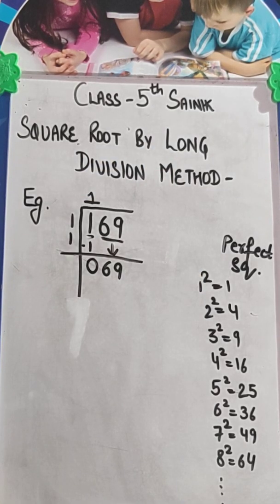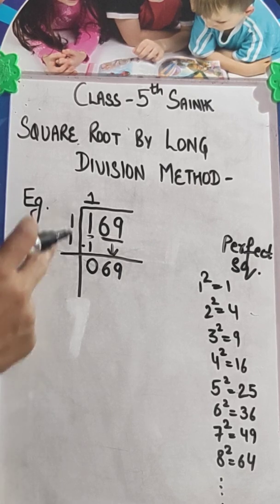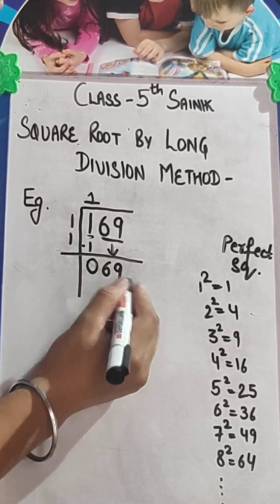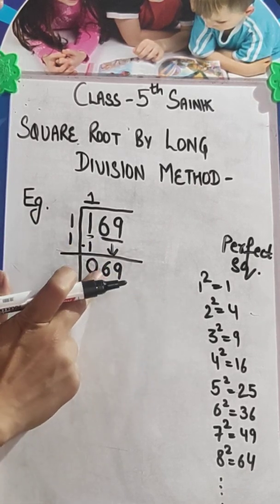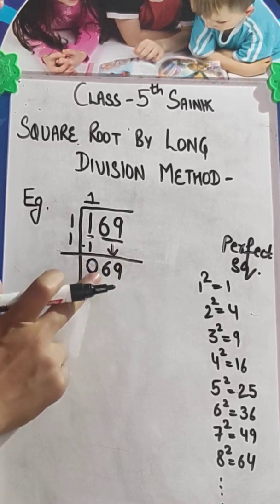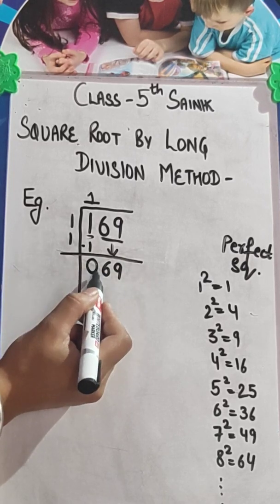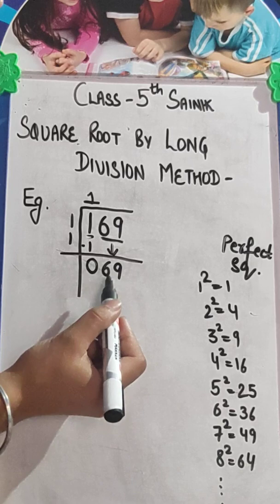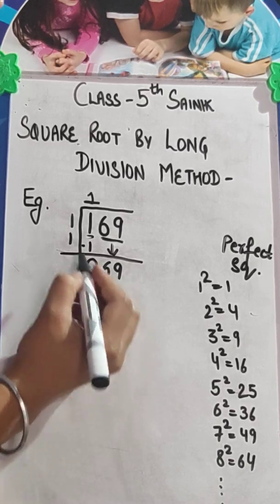Now I have to write down the second pair. Second pair is 69. Now our number is 69. If supposedly the remainder is 1 here, then our number is 169. Now our number is 69 only.